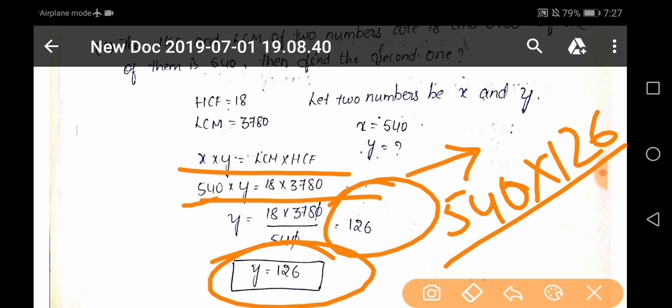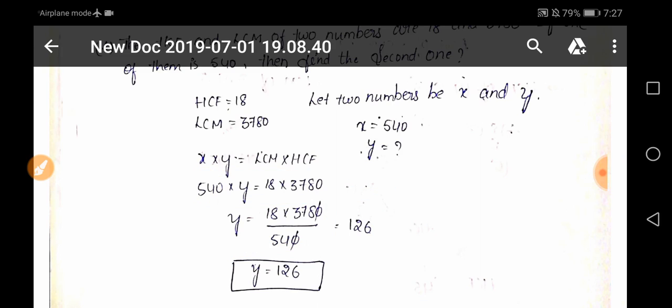So this is how we solve LCM and HCF. We'll have some more problems of this later in the next part.